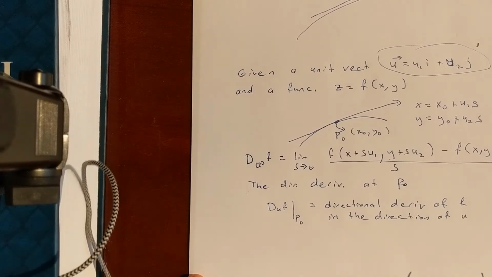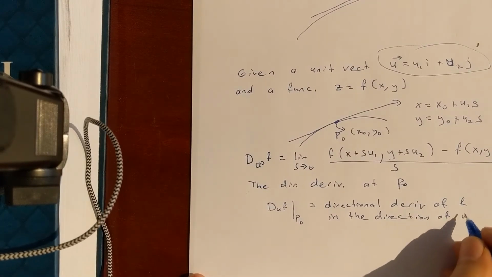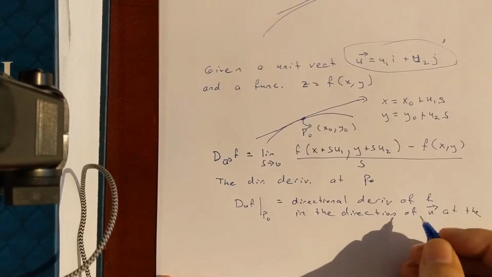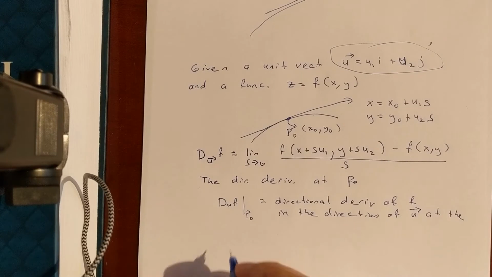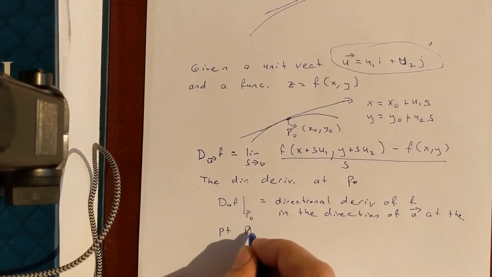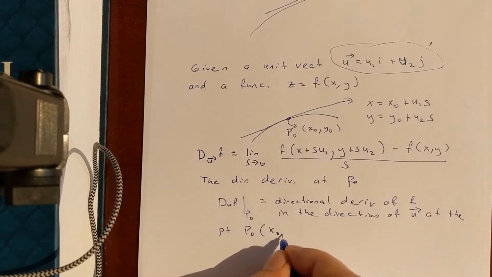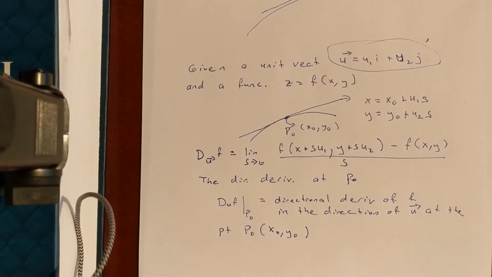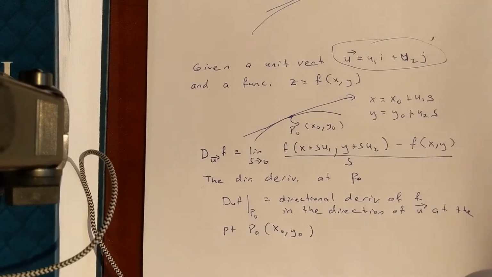If you're not given a unit vector, you must divide it by its length at the point, sorry about that, at the point p naught. What was p naught? P naught was x naught, y naught. Okay, so that's a lot of variables and theory going on at the same time. I think it's time for an example to see how this works.